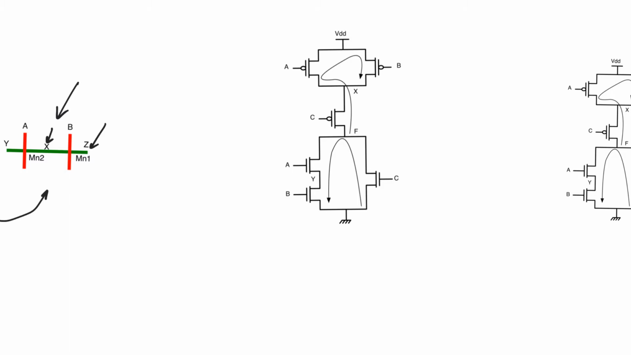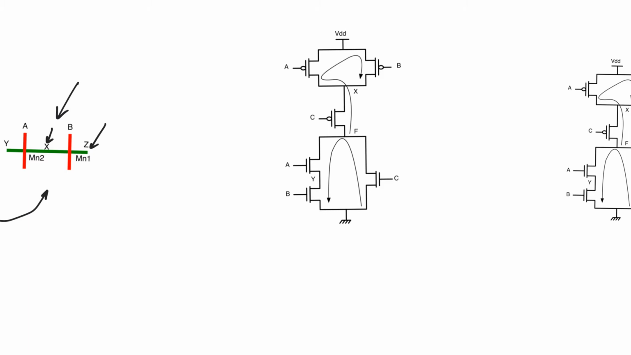So the Euler path approach asks a simple question. Can you find a path in the pull-down network and in the pull-up network that does the following? It covers every single transistor. And the order in which it covers transistors in the pull-down network is the same as the order that it covers them in the pull-up network. And at the same time, it visits every node at most twice.